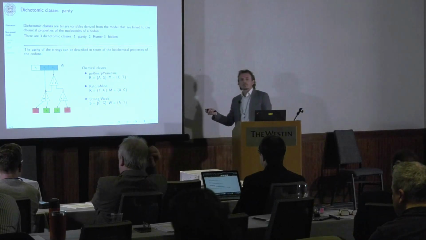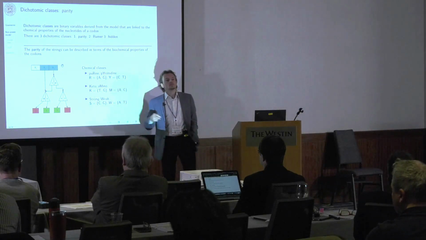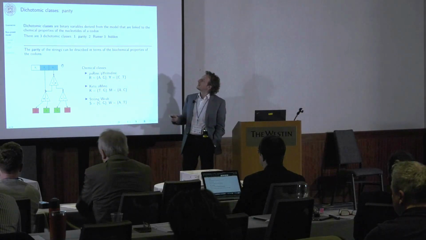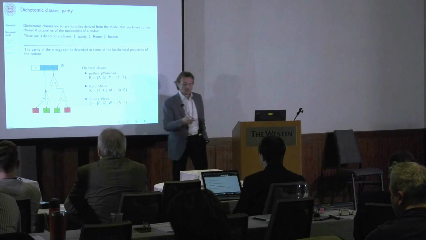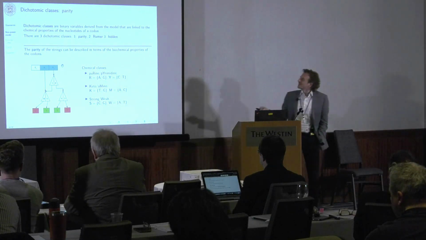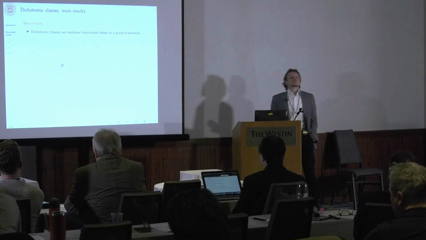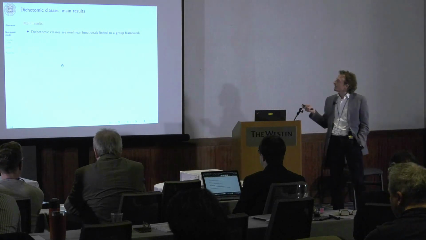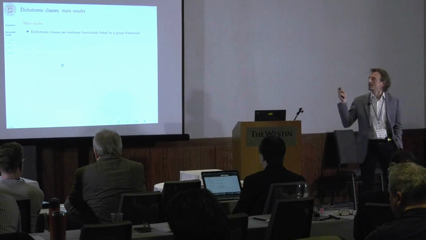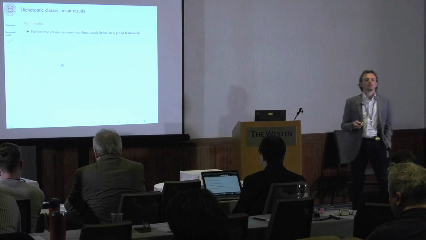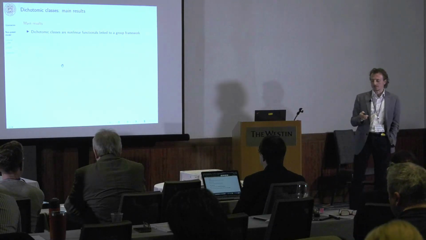This we call parity, or dichotomic class, and there are 3 dichotomic classes. So what did we do with these dichotomic classes? For instance, we proved that these are nonlinear functionals. So what's the meaning of nonlinear functions?